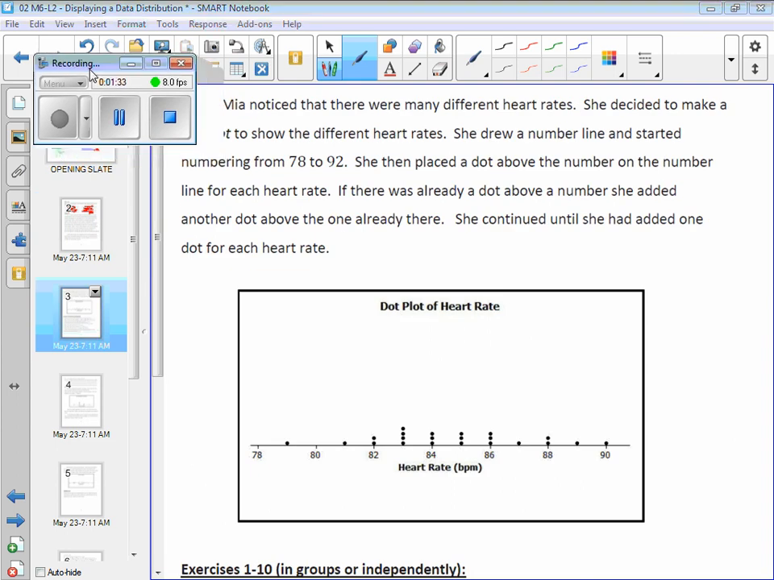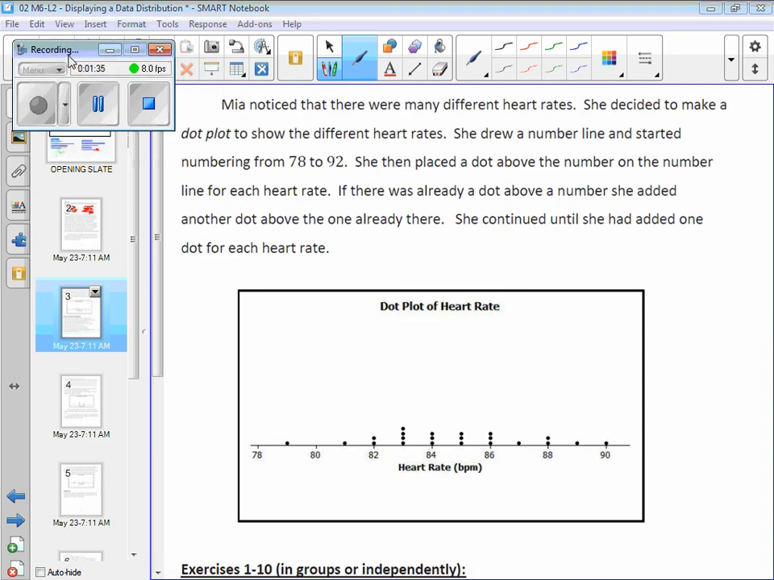Mia noticed, yeah, it's not bad at all. But what a graph does, or its intent, is to give you a visual representation of the highs and the lows and kind of give you the range. You get a visualization of where most people's heart rates fall.